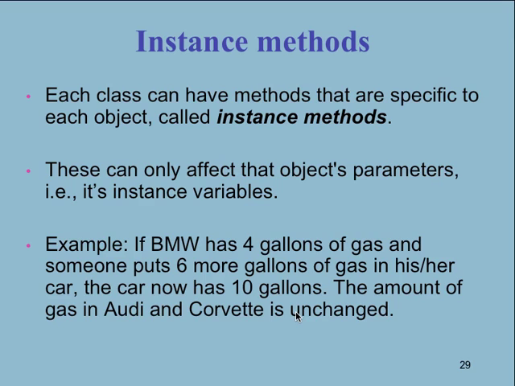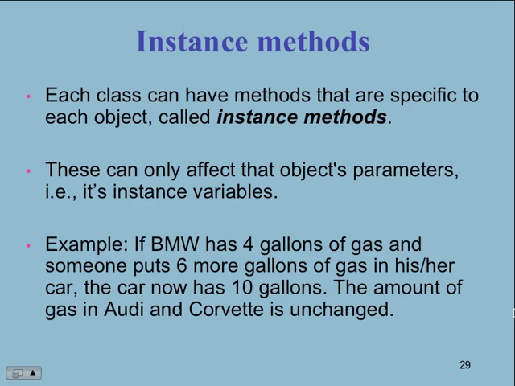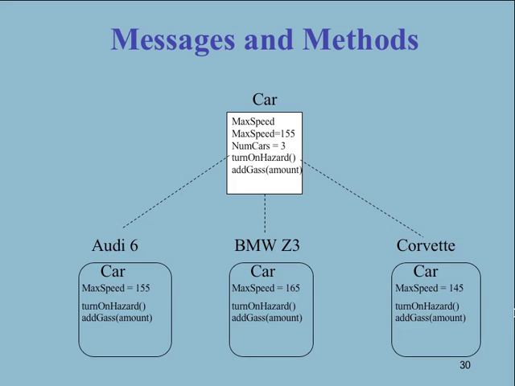Those are considered instance methods because they're run from the instances that were created, prefixing the object name, dot, the method that we wish to run. And so it's only going to affect, and it's only going to be running on, that particular instance. So here we have add gas with an amount. So we can add gas, different amount here, different amount here, different amount here.